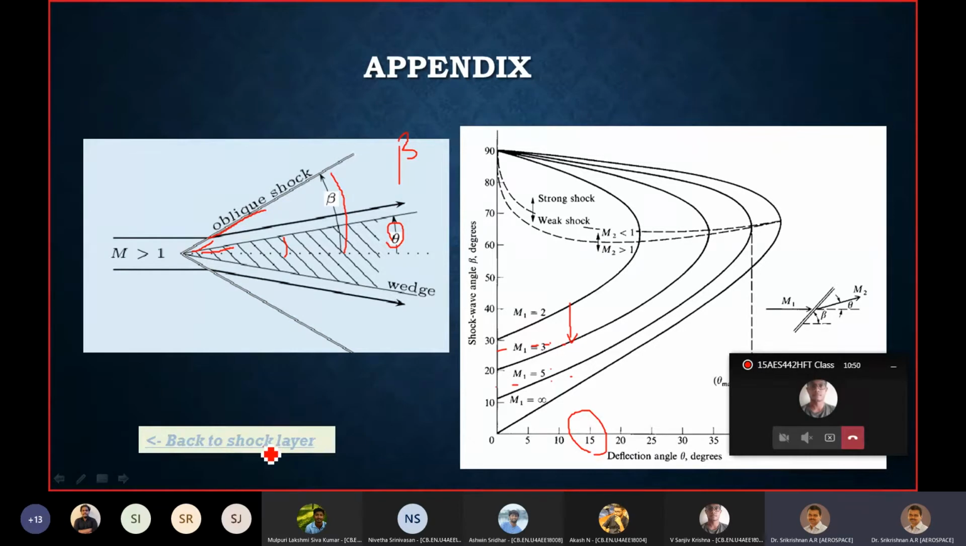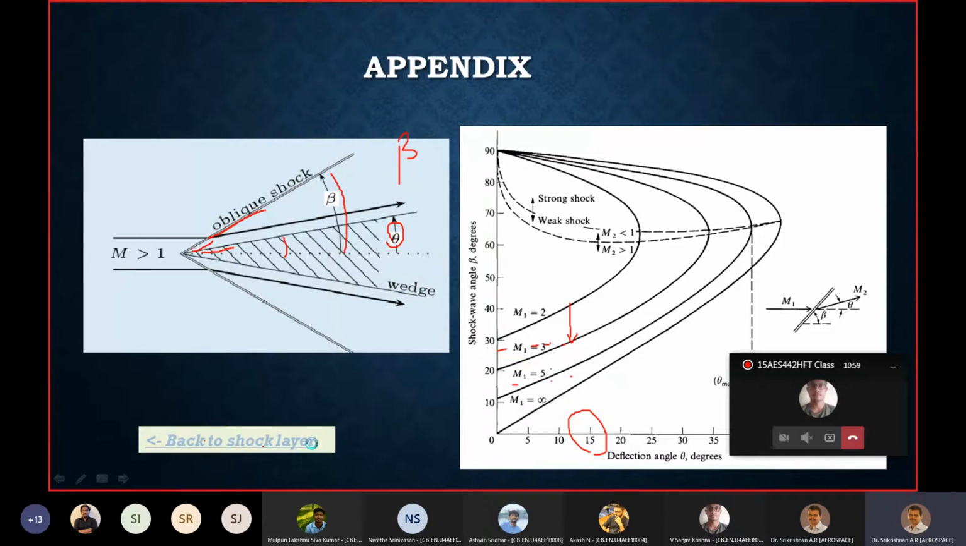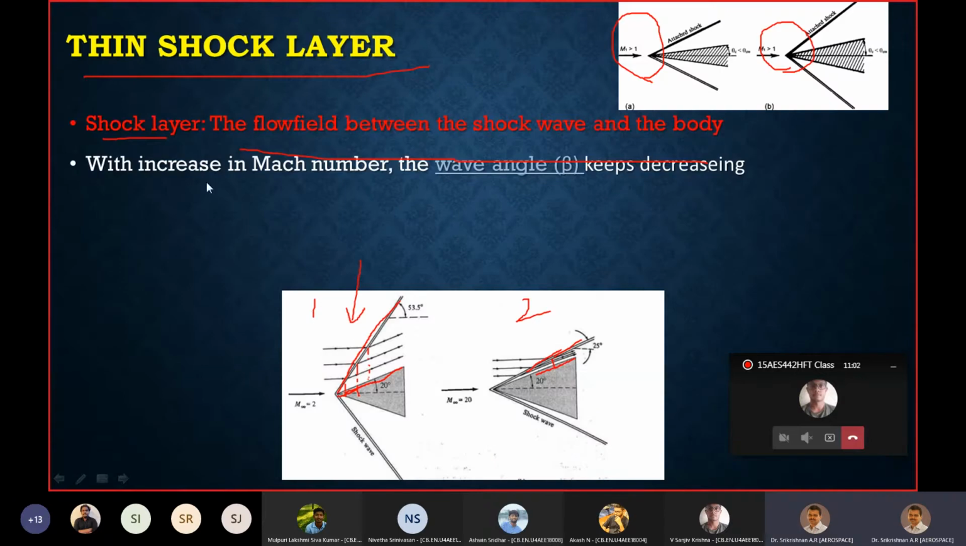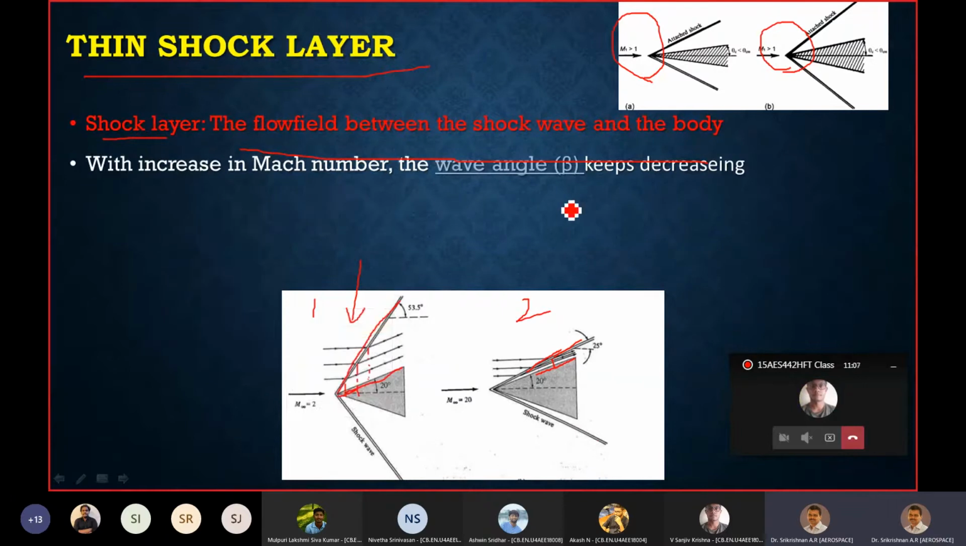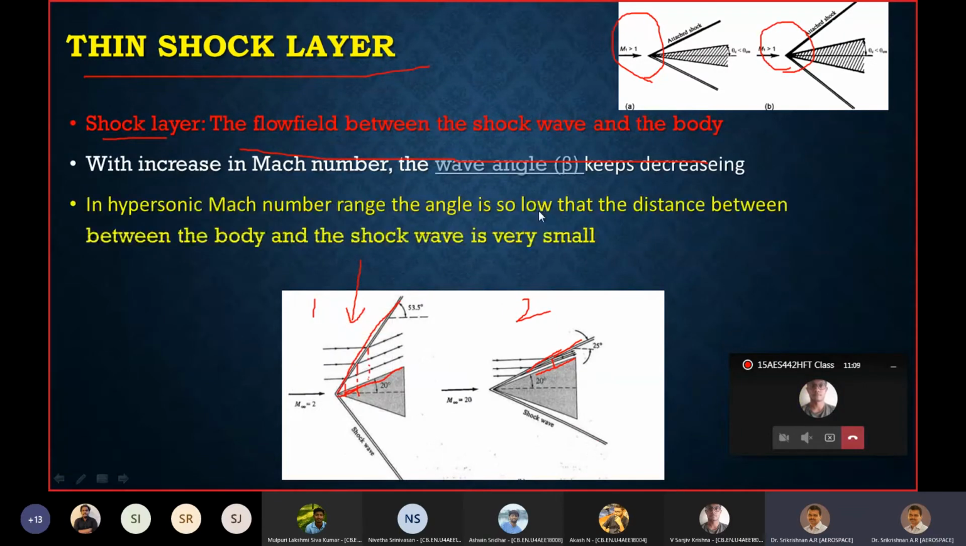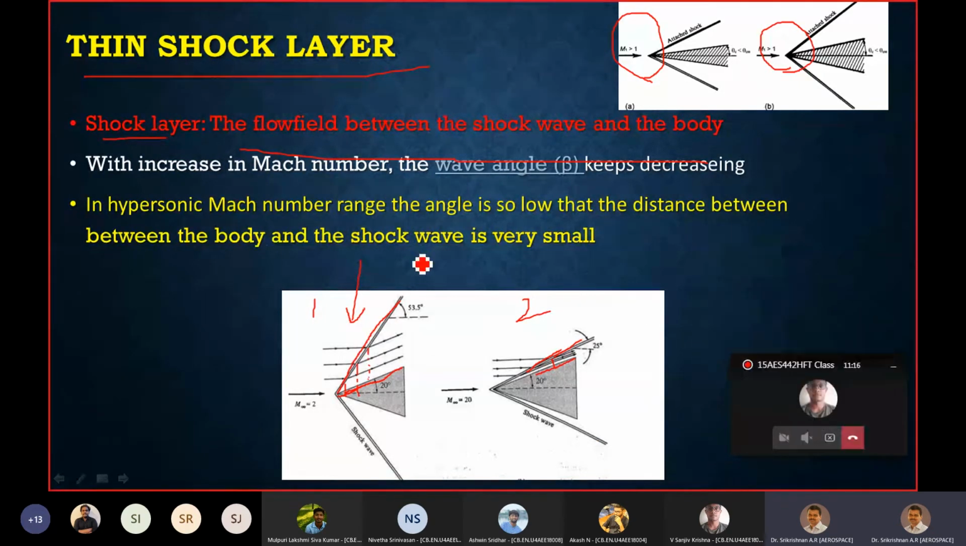Now let's get back to what we were discussing. What is stated here is that when there is an increase in Mach number, the wave angle keeps reducing, which means that in hypersonic flows, since we are invariably dealing with high Mach numbers, the wave angle will typically be low. So the distance between the body and the shock wave is very small.